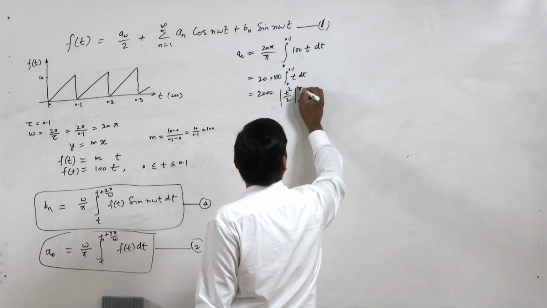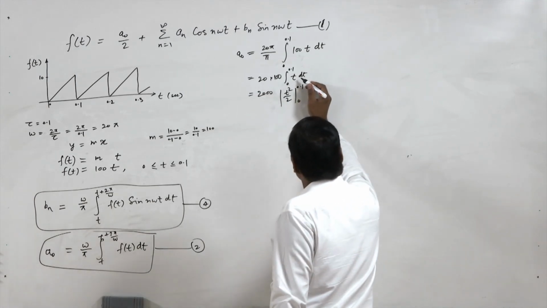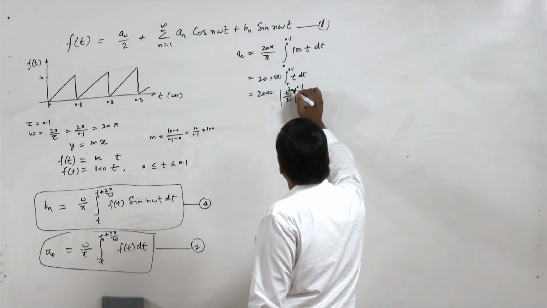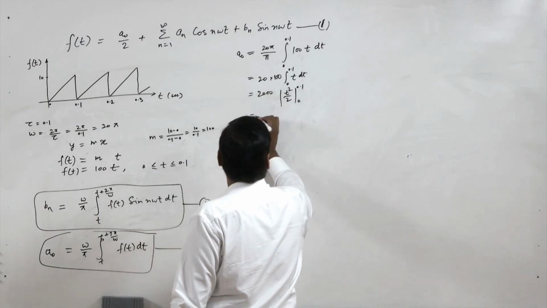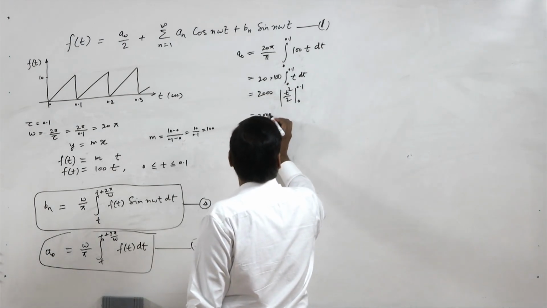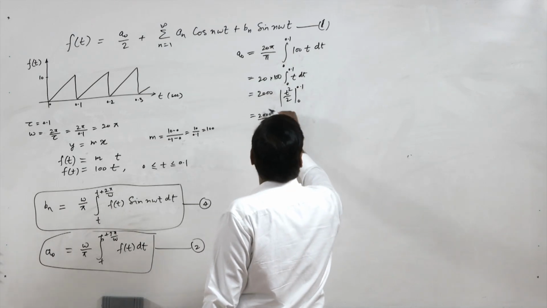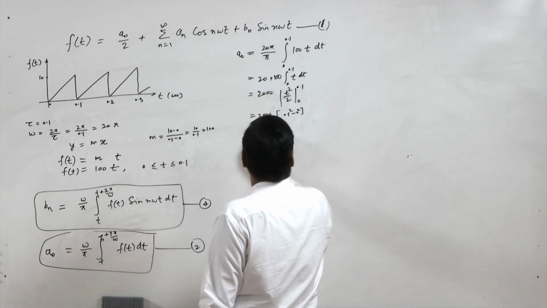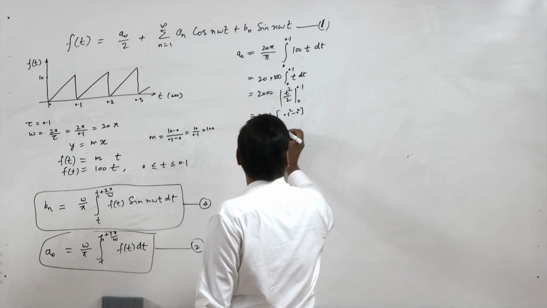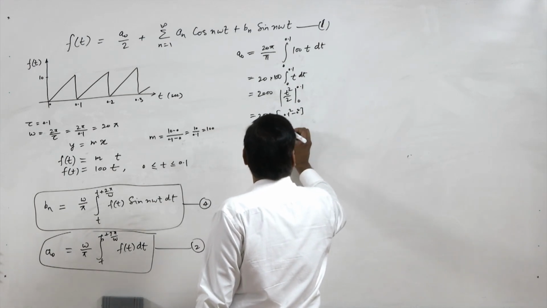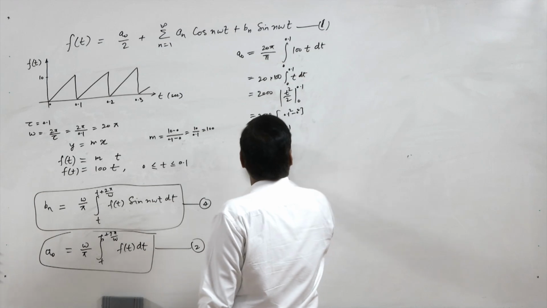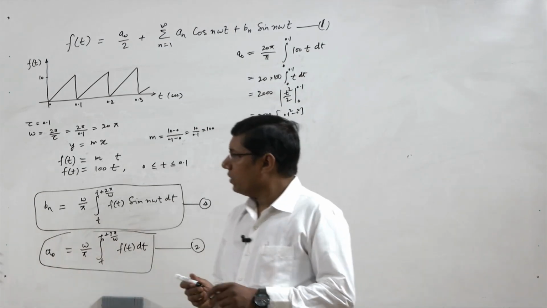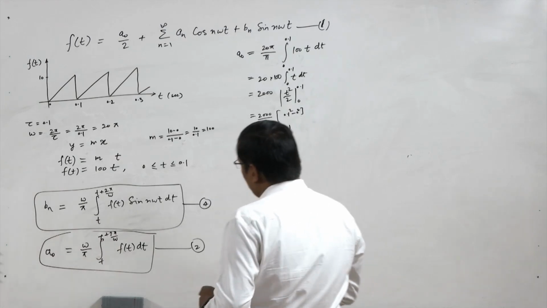with limit 0 to 0.1. The integral of t power n is t power n plus 1 by n plus 1. So we have 2000 by 2, we take 2 out, and then 0.1 square minus 0 square. So we have 1000 into 0.01, which is 0.1 square. So this is 10. So we got a0 equal to 10. So the first coefficient we got.